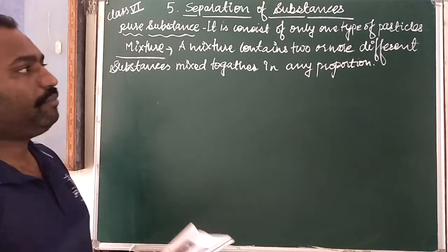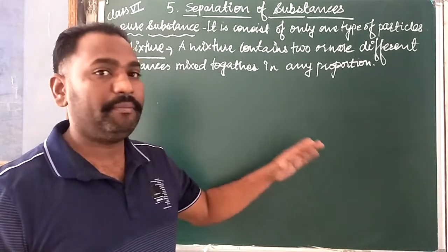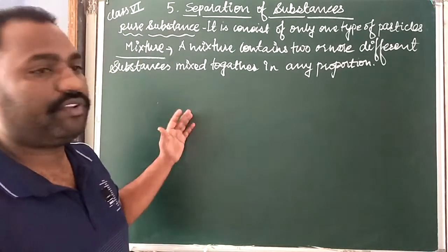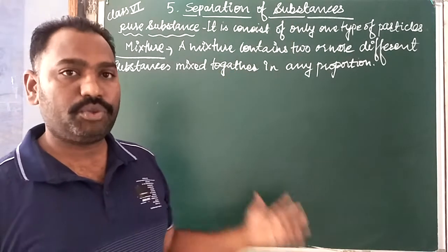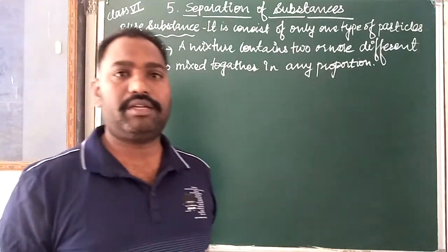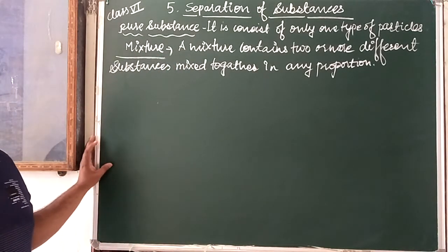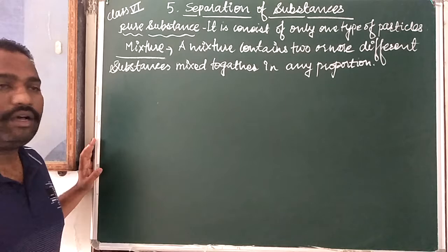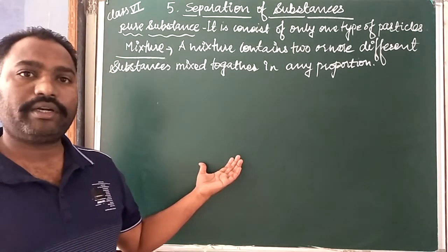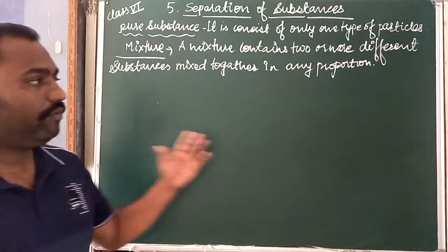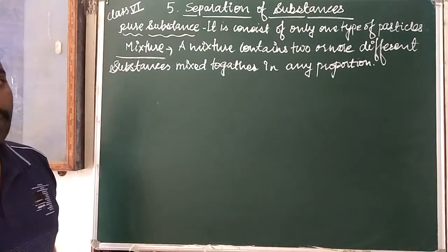In any proportion means any ratio, like 70-30, 50-50, or 50-40-10. If two or more different substances are mixed together in any proportion, that is a mixture. Like for making tea, we can take 10 grams of tea leaves, 40 ml of water, 50 ml of milk, then combine them to make tea. So tea is a mixture.